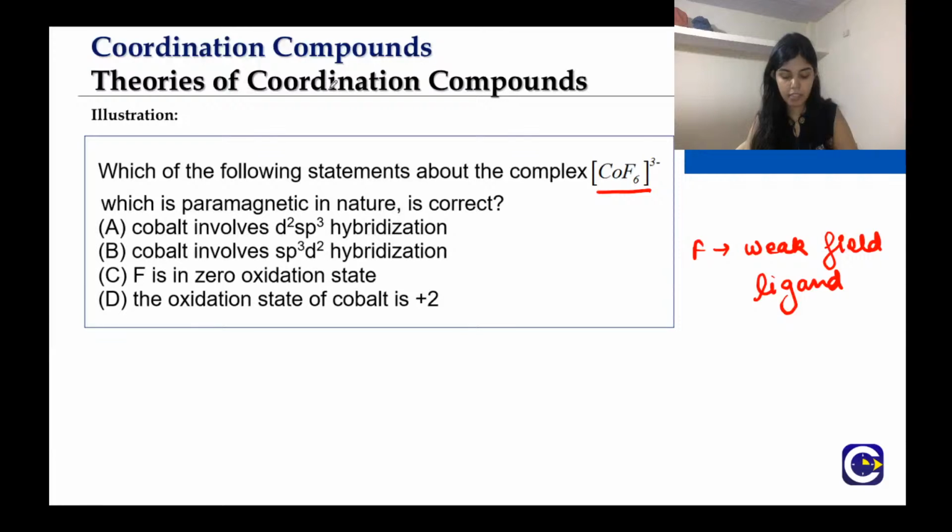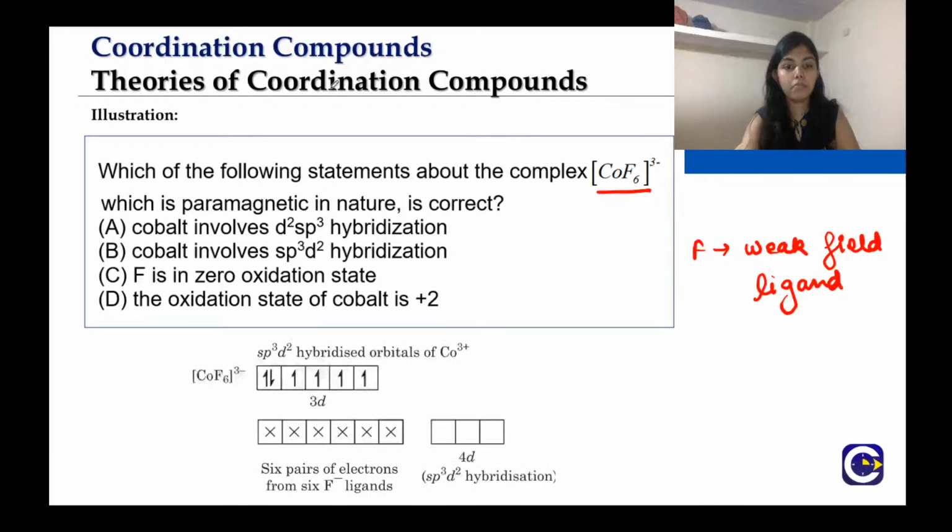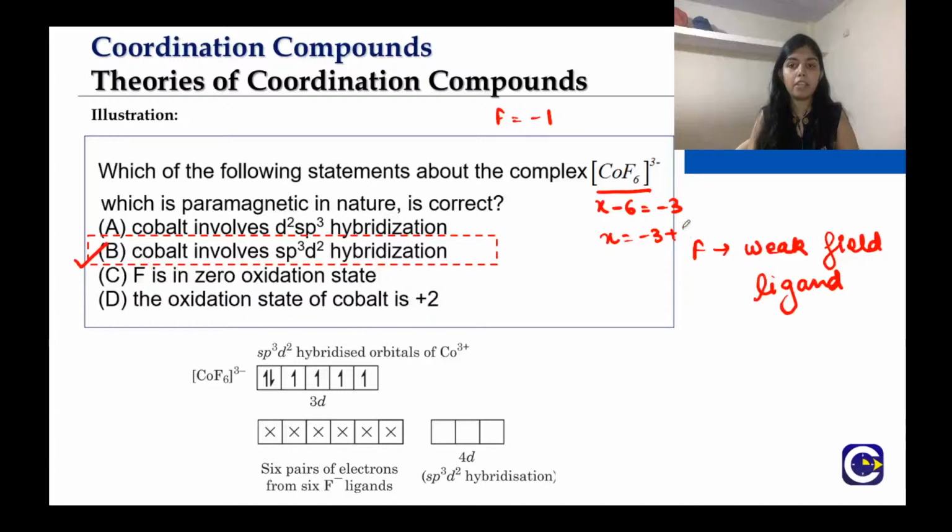Sham and Siddharth are saying B. Okay. Yeah, so the answer is B. Good. You both are correct with your answers. See what is happening here: cobalt is in +3 oxidation state. So x minus 6 equals -3. That means fluorine is in -1 oxidation state and cobalt will be equal to -3 plus 6. That will come out to be +3 oxidation state. Right? So this statement is incorrect. This statement is also incorrect.